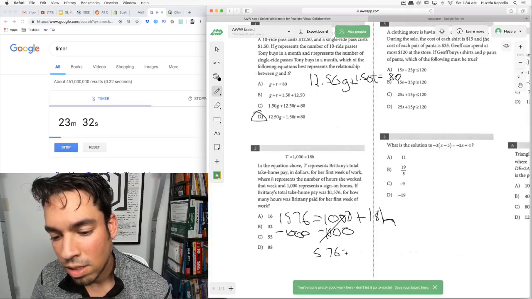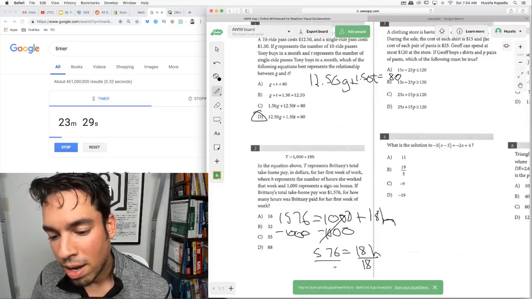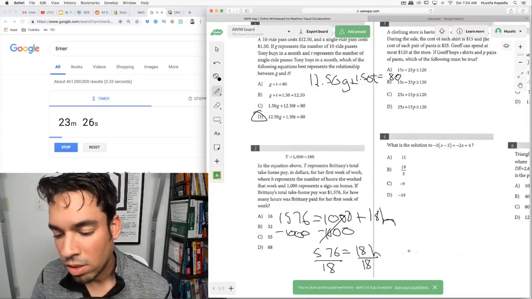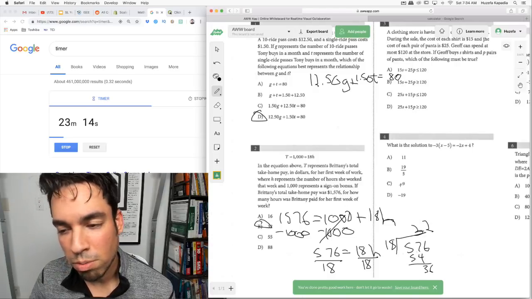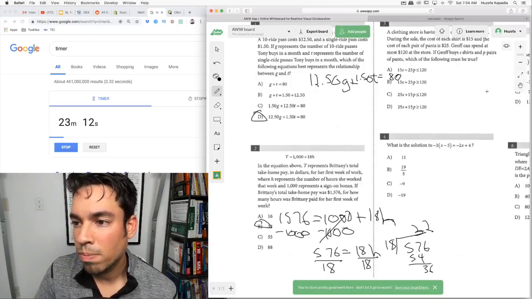That's 576 equals 18H. Now we have to divide both sides by 18. I don't think I can do this mentally. So 576 divided by 18 is, 3 is 54. 3, bring down the 6, it's 2. So it's 32. Boom. Next, a clothing store.